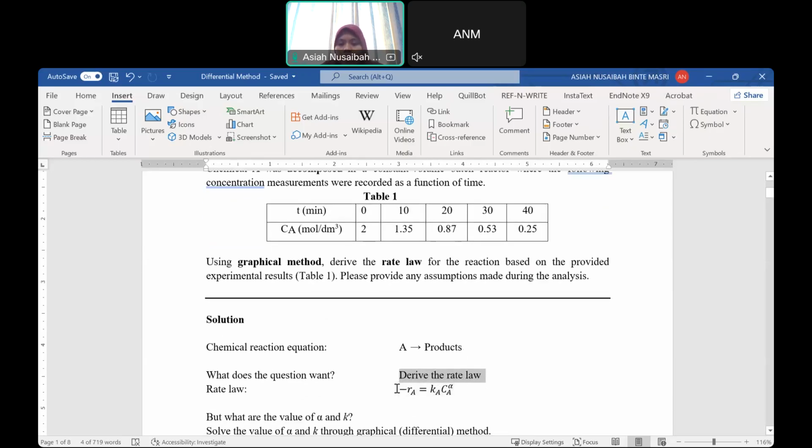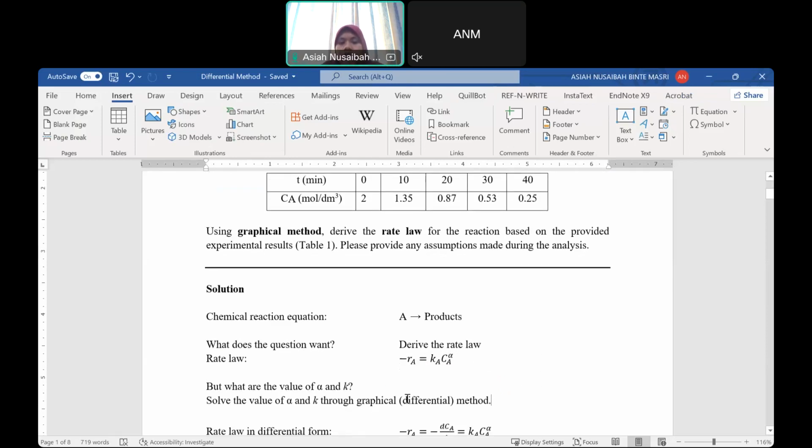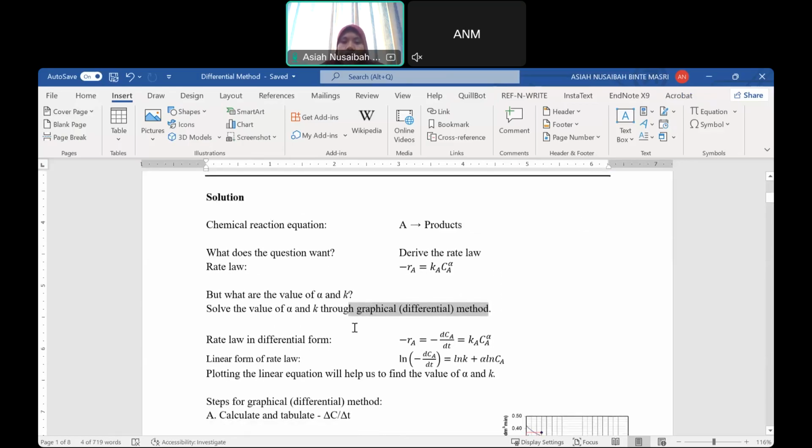We know that the rate law is minus rA, the rate of disappearance of A, is equals to k_A C_A^alpha. And in this case, our k is the specific rate constant and alpha is our order. So we don't know what is the value of k and also alpha. We have to solve it using the graphical differential method. So we write back the rate law, but this time in differential form. So we know that minus rA is equals to k_A C_A^alpha.